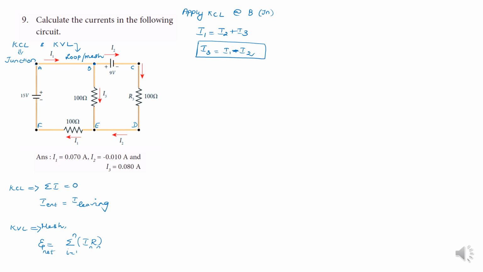Now apply Kirchhoff's voltage law for the first loop, A, B, E, F, A. When you try to solve a loop using Kirchhoff's voltage law, you have to indicate the tracing direction. You start from here, then go in this direction, come in this direction, go in this direction. Is it necessary to go this way? No, you can go in the opposite direction also. I have chosen to move in this direction.